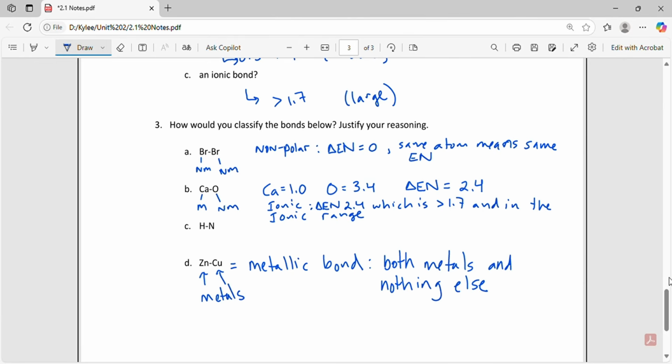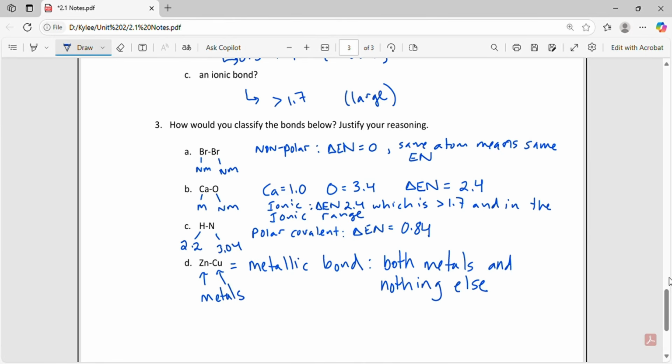And then finally, I wrote a little bit big here, but the HN, this is going to be my polar covalent bond. And how do I know that this is going to be a polar covalent bond? Because I would look up the electronegativity values for each of those. Hydrogen's electronegativity value is 2.2. Nitrogen's electronegativity value is 3.04. So if I subtract those, 3.04 minus 2.2, I get an electronegativity difference of 0.84, which does fall in the range for a polar covalent bond.